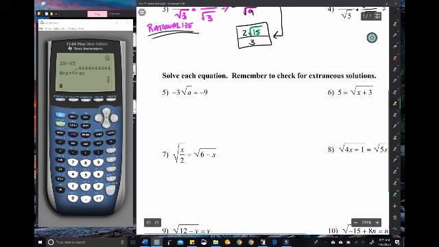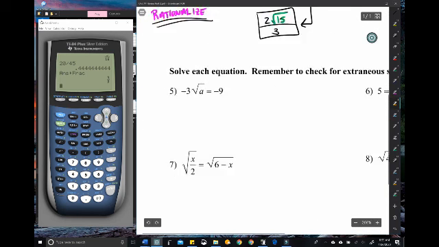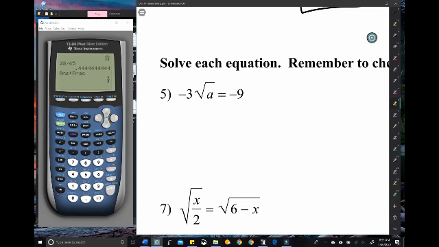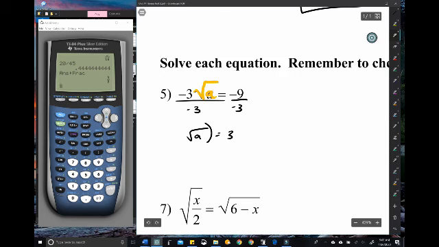Solve each equation. Remember to check for extraneous solutions. Main idea with these is get the radical by itself. So for negative 3 times square root of a equals negative 9, we are going to first divide by -3. -9 divided by -3 is +3. That's equal to the square root of a. Then you can square both sides. So isolate and then square both sides. So we have a is equal to, because the square root and the square cancel, 9.